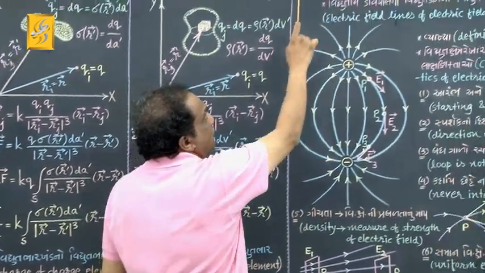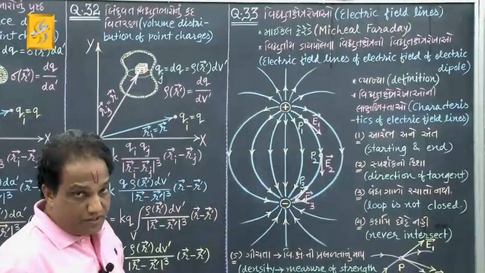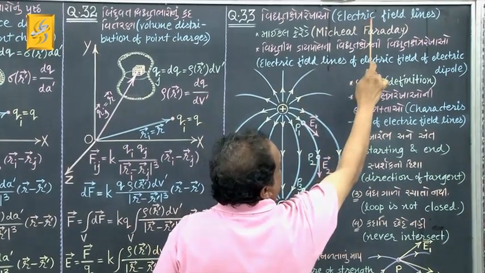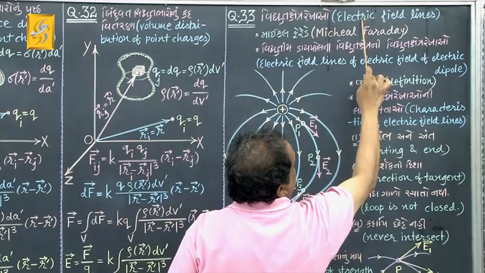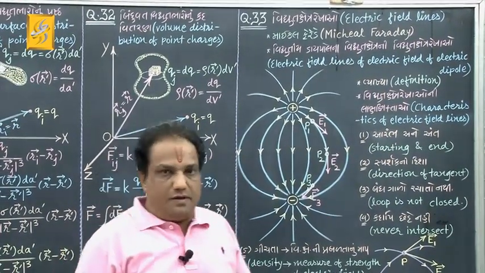Now we go for question number 33. Very important question. It is a short note about electric field lines. Electric field lines. Okay. Listen now.